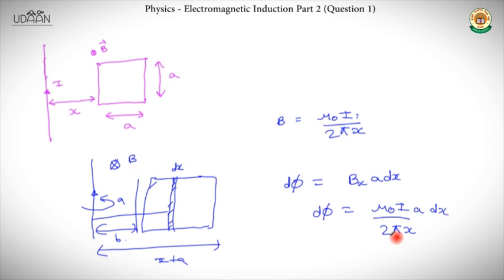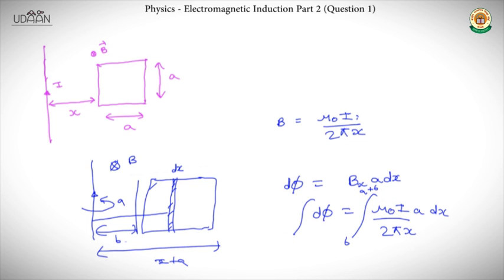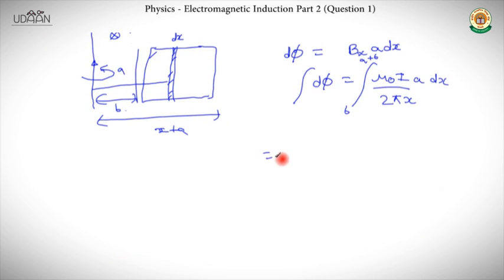This is a function of x, right? So the flux varies as a function of x. So I am going to integrate this over this area, that is nothing but from b to a plus b. And this would give me the flux linked with the entire coil. On integrating this, we will get, first I am taking the constant outside the integral. This is a simple integral.